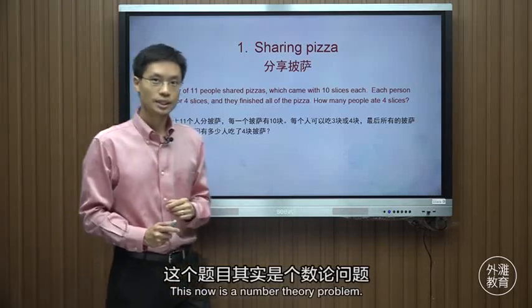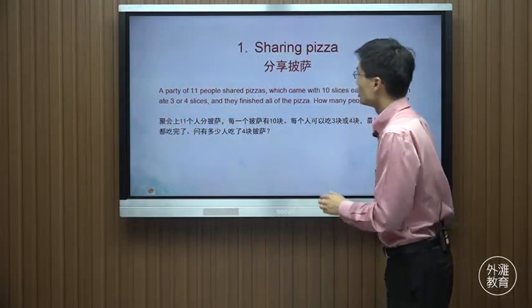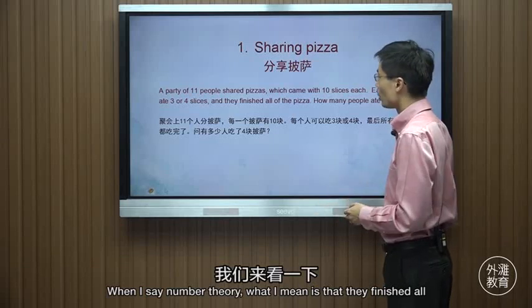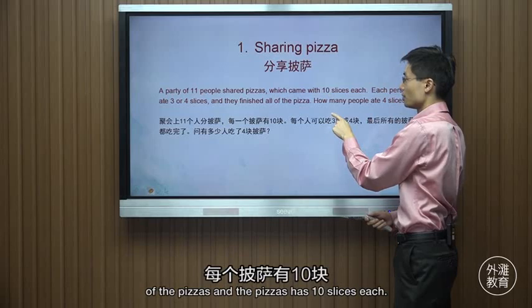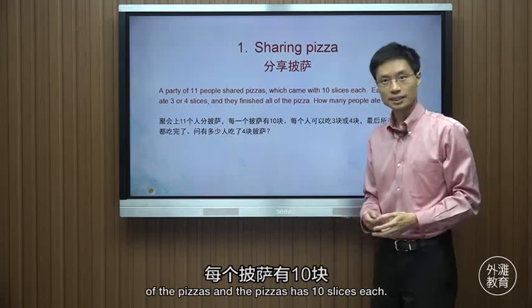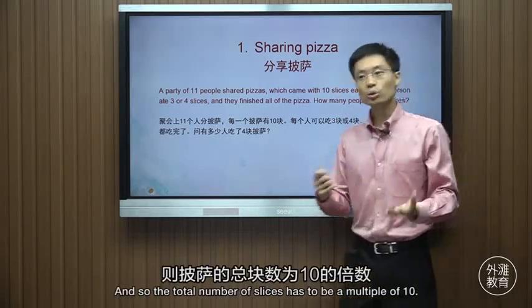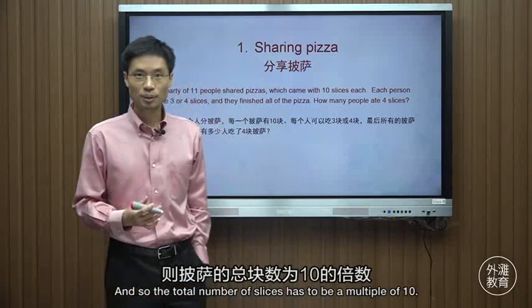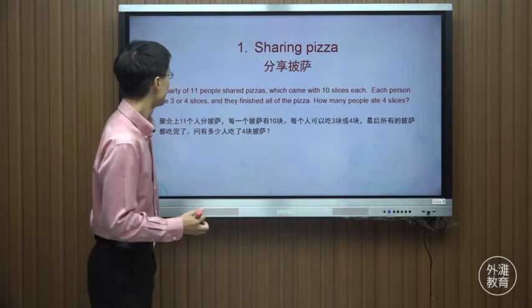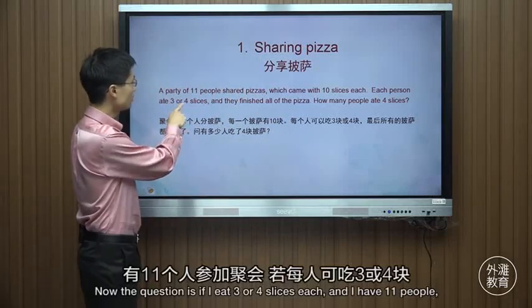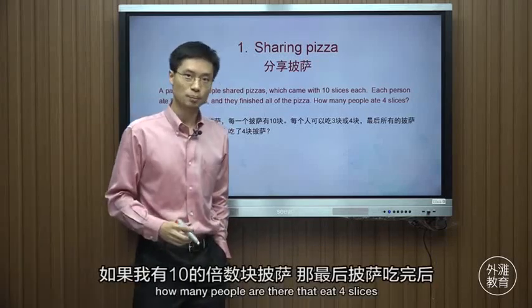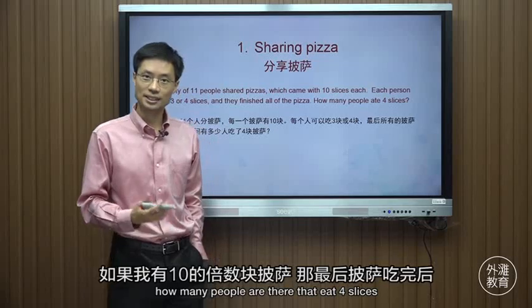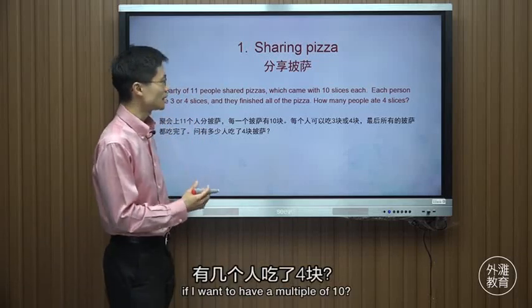This now is a number theory problem. When I say number theory, what I mean is that they finished all of the pizza, and the pizzas had 10 slices each. And so the total number of slices has to be a multiple of 10. Now the question is, if I eat 3 or 4 slices each, and I have 11 people, how many people are there that eat 4 slices if I want to have a multiple of 10?